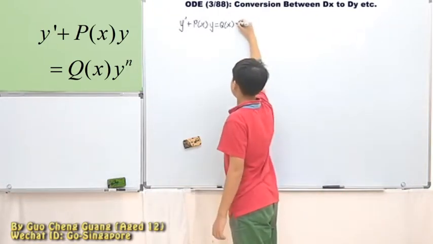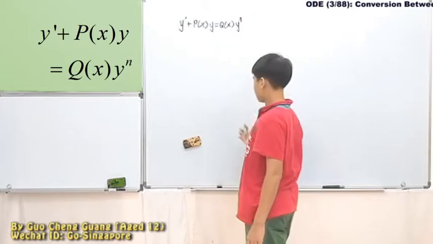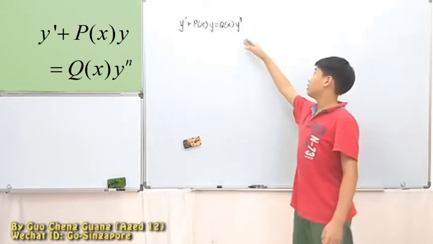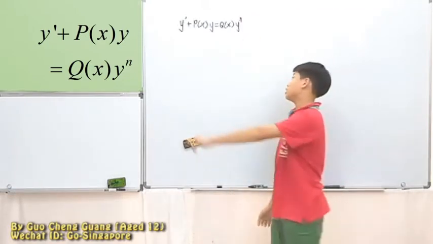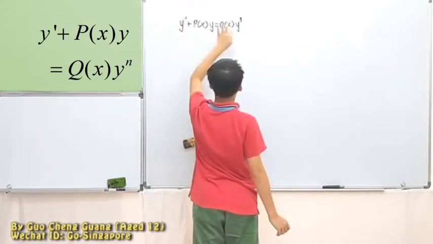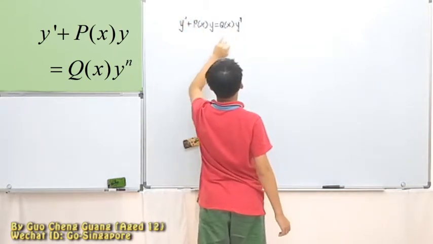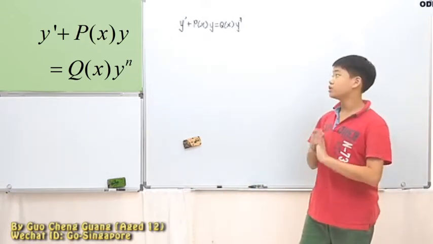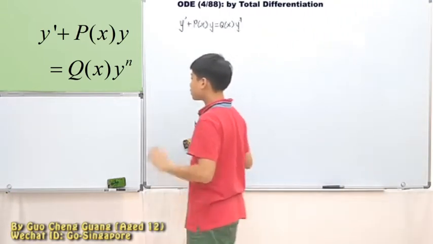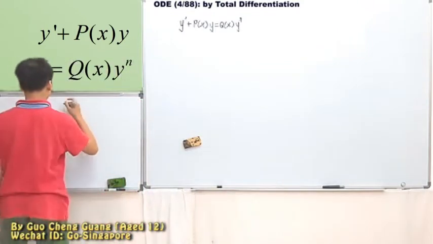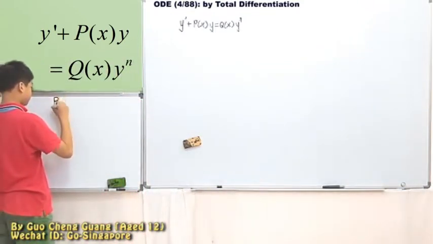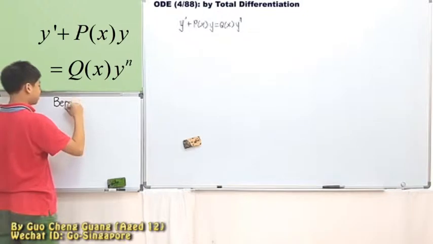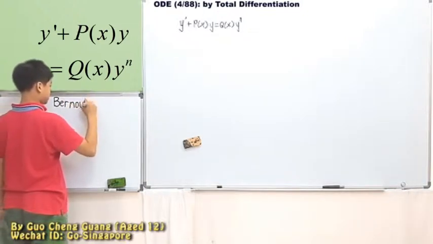How about I add something? y to the power of n at the back. So this part, first order, non-linear, non-homogeneous. Well, this type of equation is what we're having right now: the Bernoulli equation.